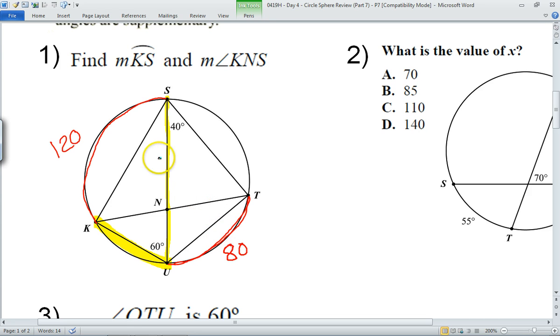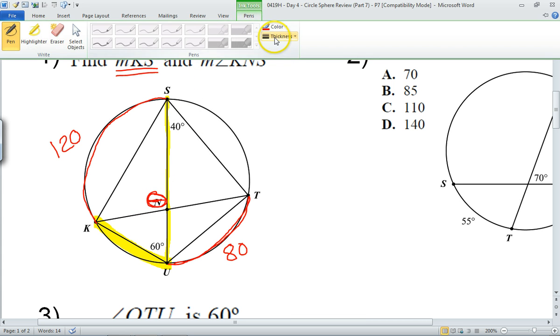Okay. Now, we've answered one of the questions. We were supposed to find the measure of arc KS. So what was that? 120. That was the 120 that we already found. But we haven't done this yet. We're supposed to find the measure of angle KNS. Now, please understand. KNS is this angle right here that I just put a theta on it. Okay? That's angle KNS.